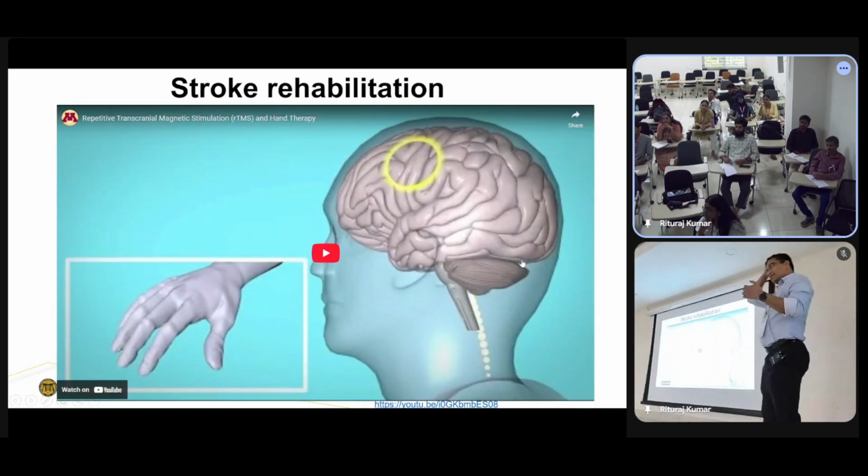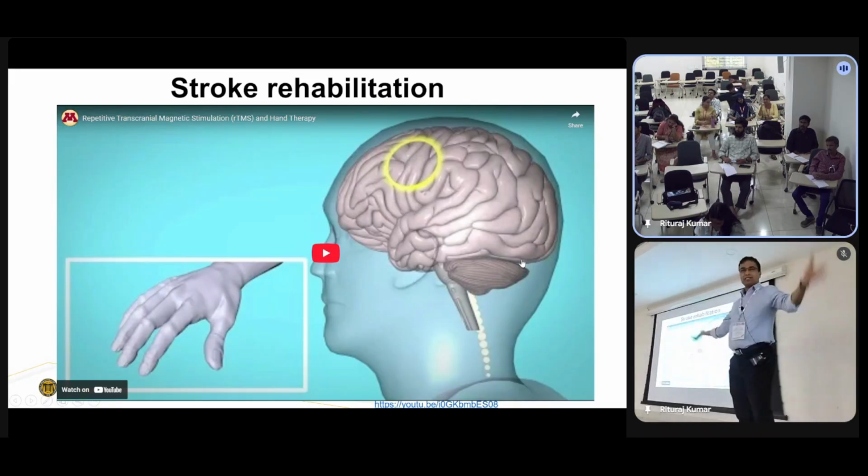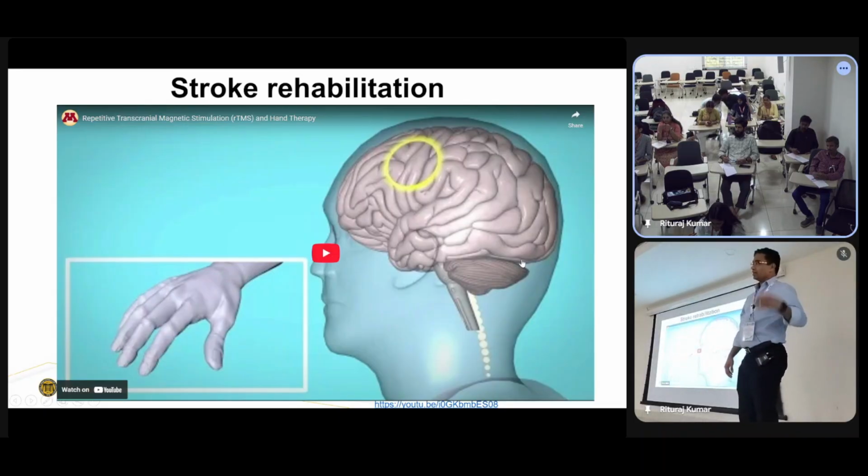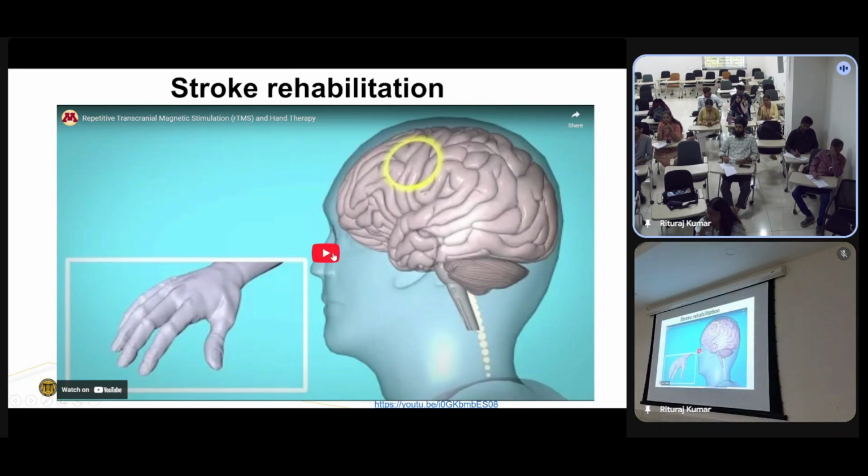Okay, so that's just showing how you go from one side to the other side. You can recruit finger to elbow to shoulder to leg. Okay. Now, how it is used for treatment.